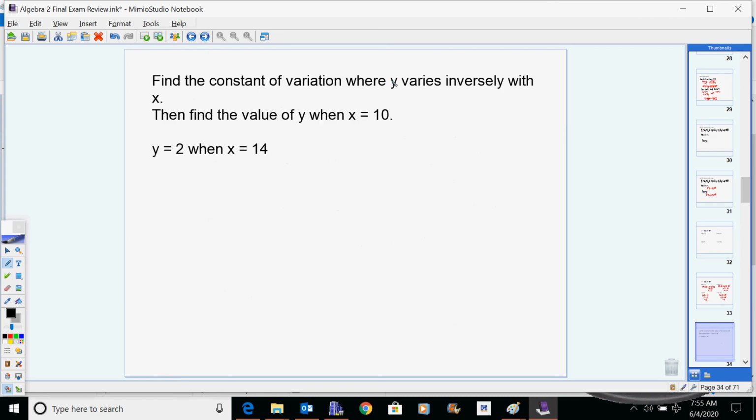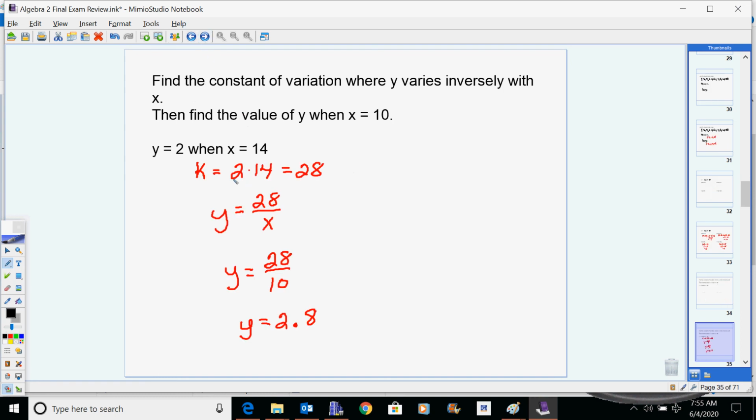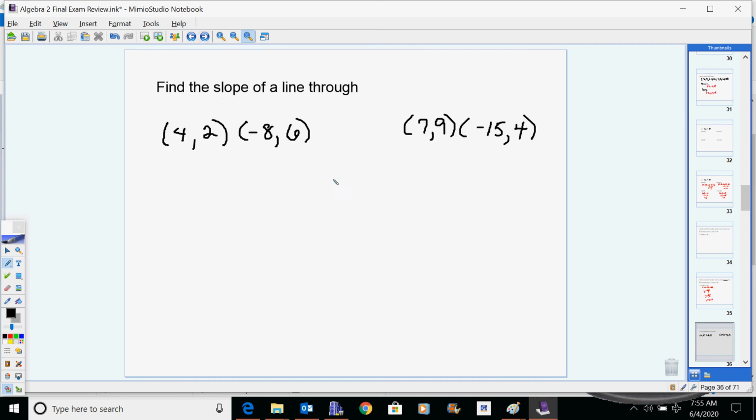Constant of variation where y varies inversely. Remember, inverse variations multiply these. This is just very recent that we did this. So k equals 2 times 14 because it says the word inversely. And then the equation is y equals 28 over x. It says find y when x equals 10, so you plug that value in and get an answer.